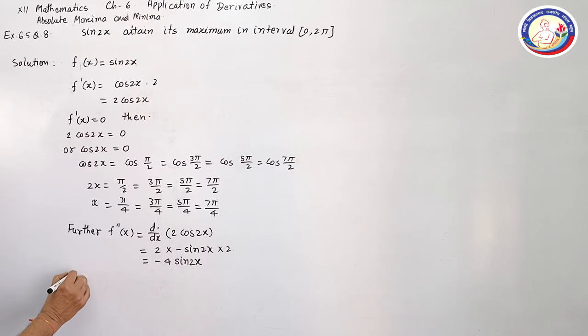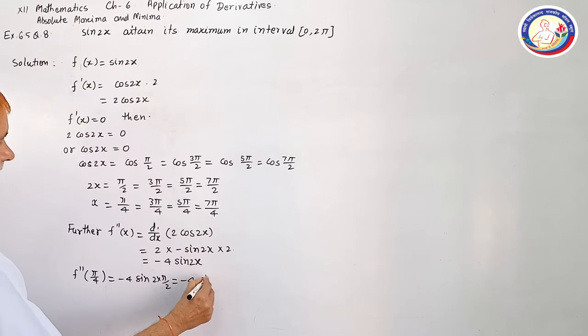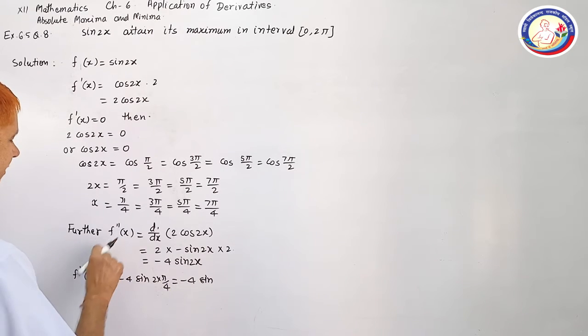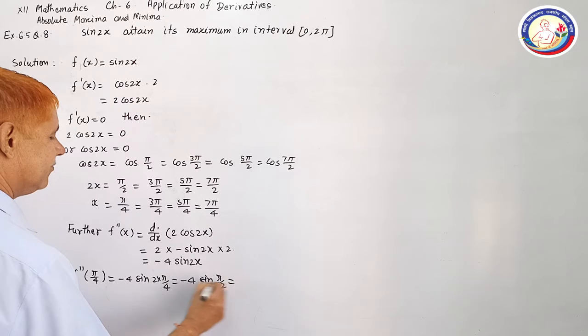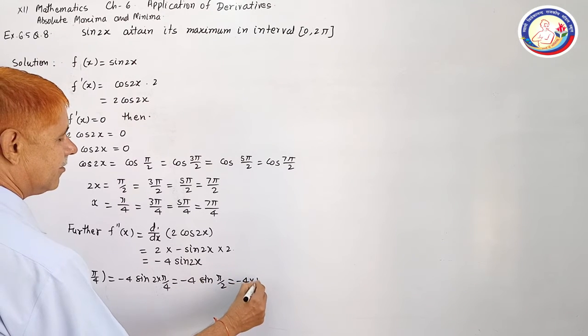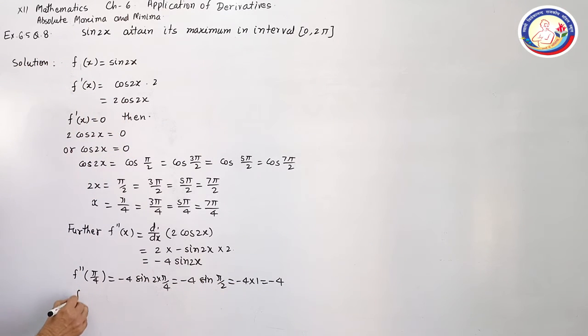So here, pi by 4, first of all we are taking pi by 4. Minus 4 sine of 2 into pi by 4. The value of x is pi by 4, this is a critical point, so sine of pi by 2. And what is sine pi by 2? Sine pi by 2 is 1, minus 4 into 1, that is minus 4, negative. So it will be a point of maximum. Then the next value, 3 pi by 4.